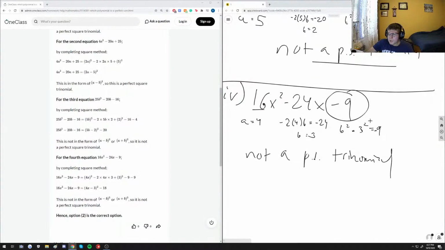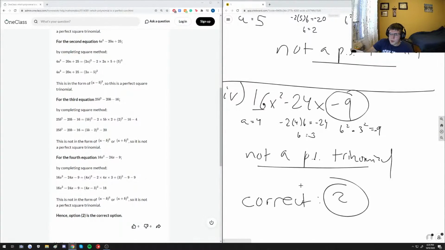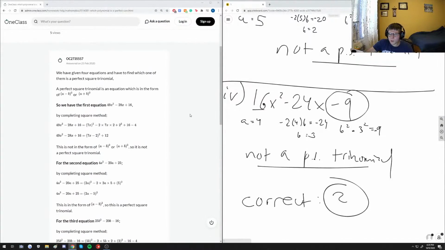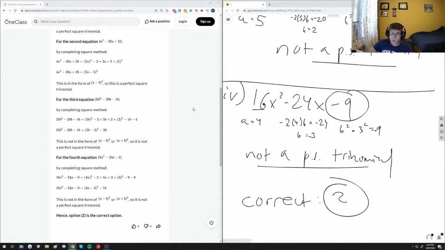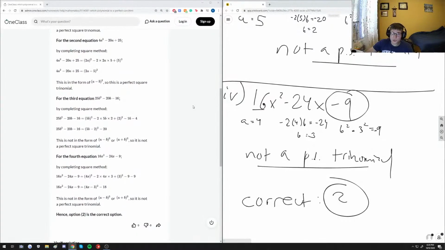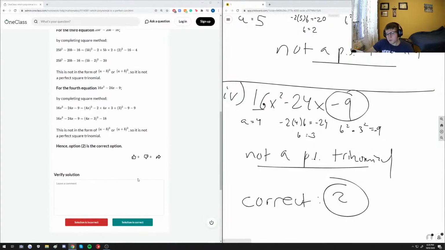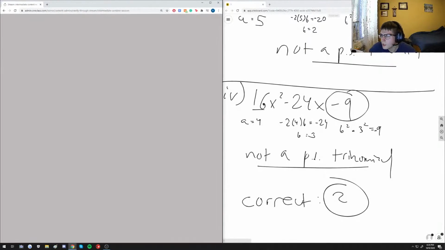Okay. So in that case, the correct answer choice is answer choice 2, and this written response here does a good job at showing that. They are using the complete the square method. I tried to take what I consider to be a more simple approach. So I'm going to write this as the correct solution. Good job. And that is number 2.